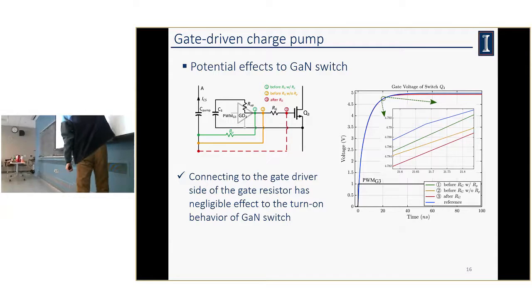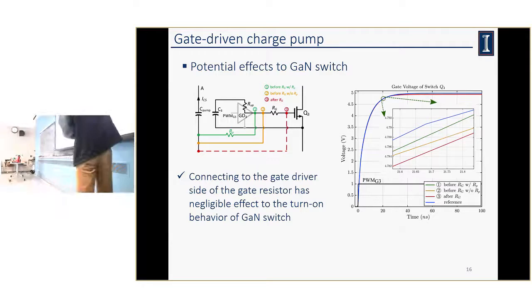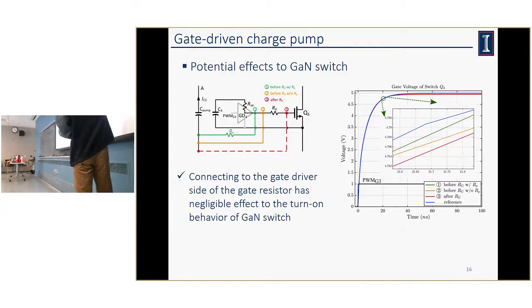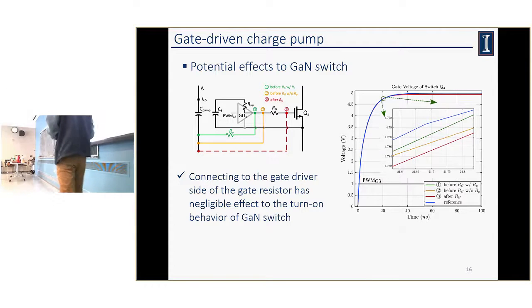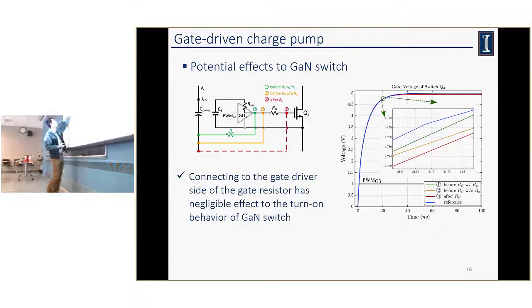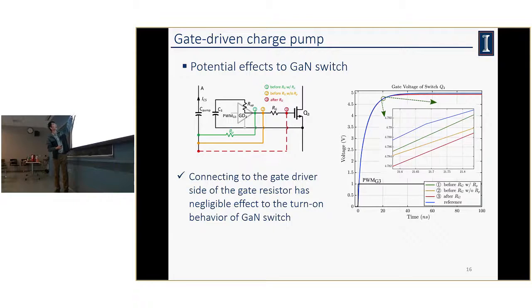As you can see, there are four lines in this chart. The blue one is a reference curve without any gate-driven charge pump connected to the main switch. And there are three lines, and you can see essentially there is no effect. Actually, the red one has a little bit of a drop here, but the green and the yellow one have almost no effect on the operation of the main switch, as long as we connect the gate-driven charge pump, the C pump, to the front side of the gate resistor.